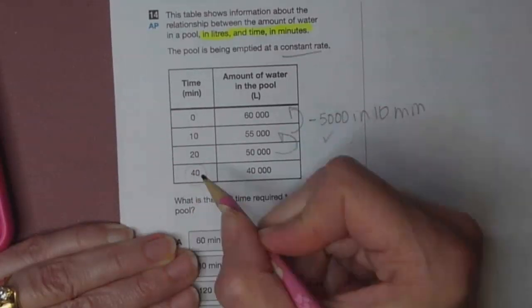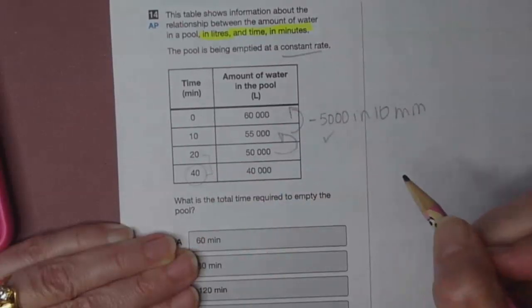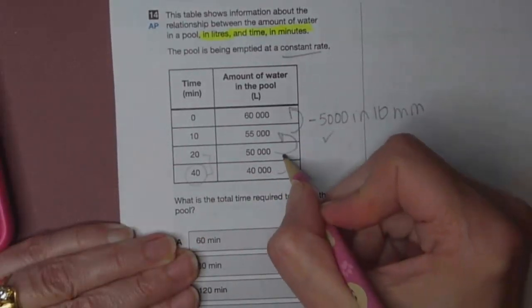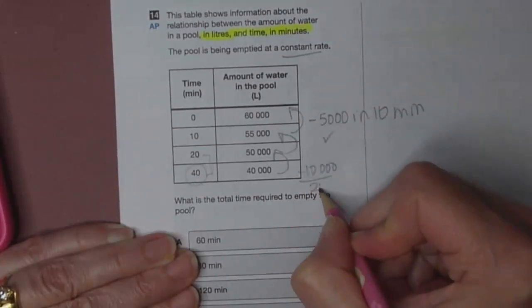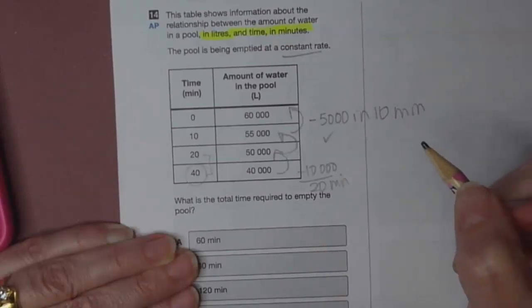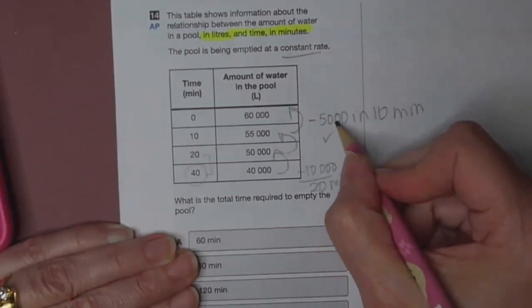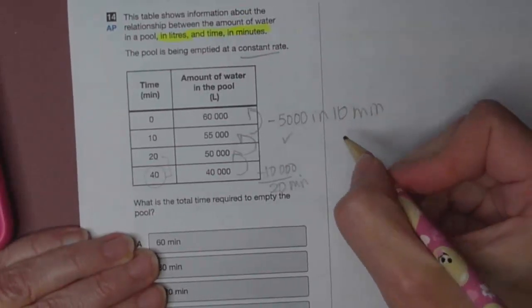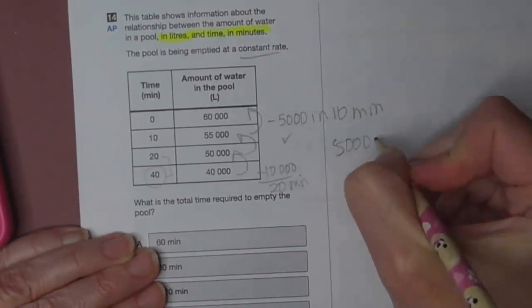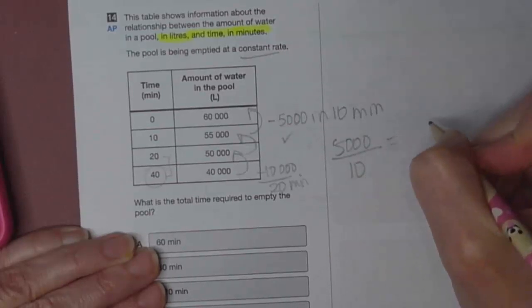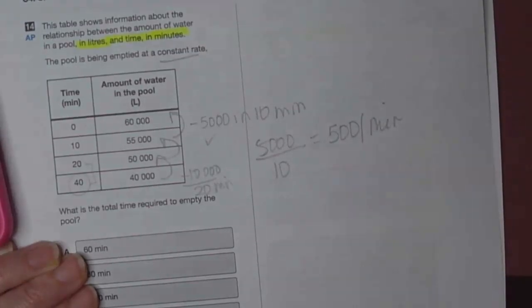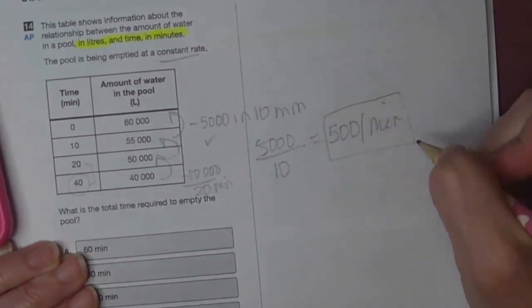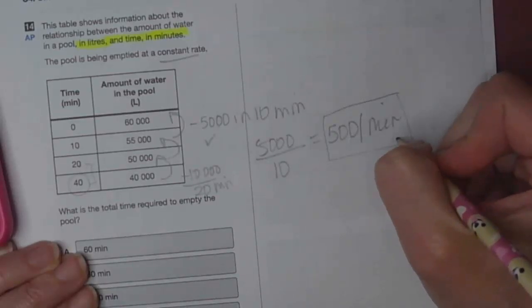Oh, careful. Look what they did here. They threw a 40 in. They skipped the 30. And it went down 10,000, but in 20 minutes. So it's exactly the same. 10,000 in 20 minutes is the same as 5,000 in 10 minutes. And I'm going to make it even easier. I'm going to say 5,000 in 10 minutes is actually equal to 500 a minute, right? Again, I like to make my life easy. So now I know, okay, I can drain that water out of that pool at 500 liters per minute.